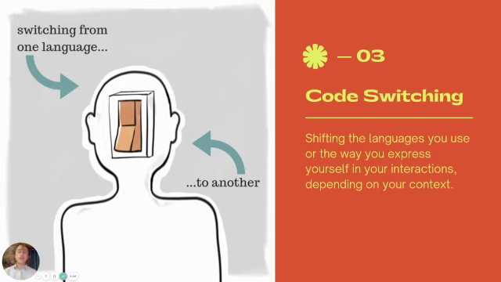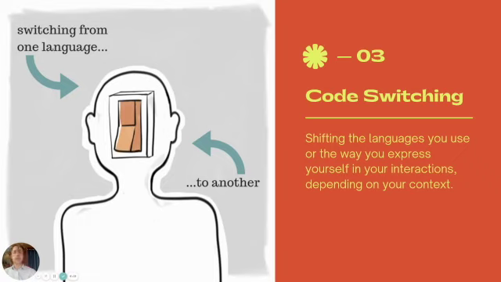Say, you're at the MVD, and then you're at Walmart, and then you're at a community event, and then you're at a job interview, and then you're with your family, and then you're in school. To move between each of these places requires some amount of what is known as code switching. That's the practice of shifting the languages you use or the way you express yourself in your interactions.